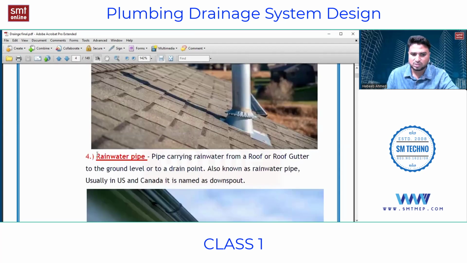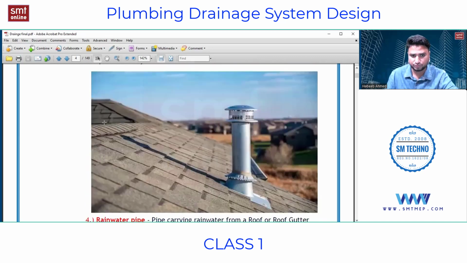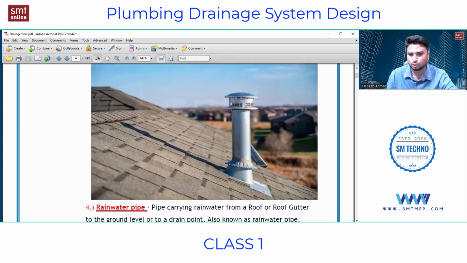Pipe number 4 is a rainwater pipe. Now, rainwater pipe is nothing but the pipe which is installed just to carry the rainwater from the roof area. Now, roof area, we do have 2 different kinds of roof. One is flat roof and second is a sloped roof. If you see, what kind of roof is this, anyone? Is it a flat roof or a sloped roof? Slope roof, sir. Slope roof.